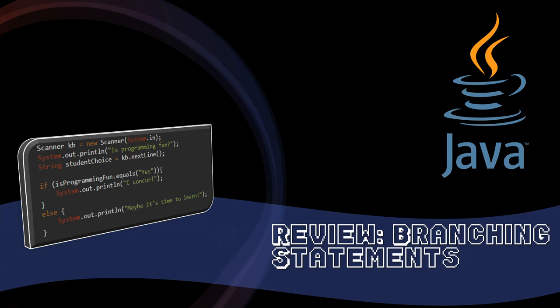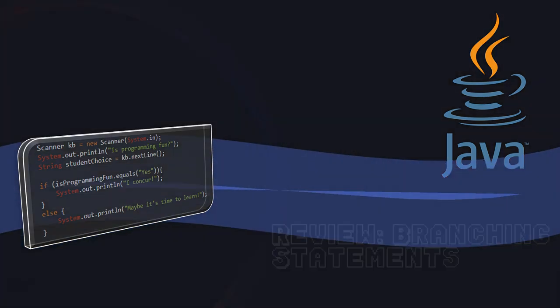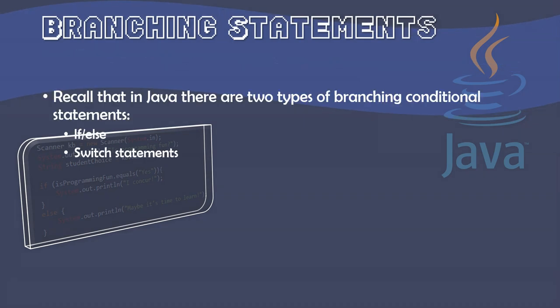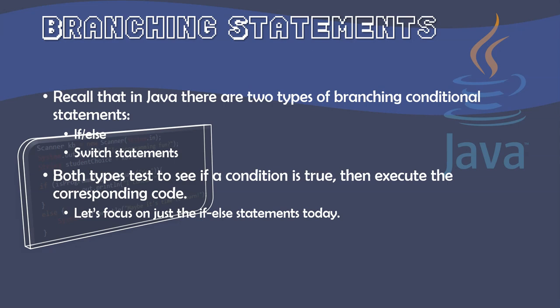And welcome back. We are now going to continue our review of programming by looking at branching statements. Now, when we talk about branching statements, you might recall that in Java, we have two different types of conditional branching. We have the if-else and we have switch statements. Both of these are going to do effectively the same kind of action. They're going to look to see if a condition is true and then execute the corresponding code. Let's just focus on the if-else portion of that today, and we'll look at switch statements in our next lesson.